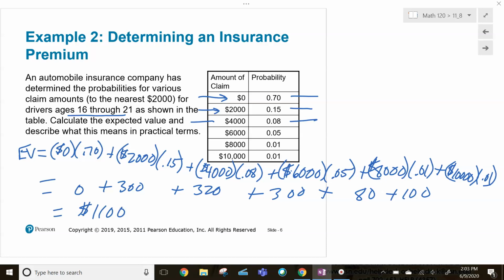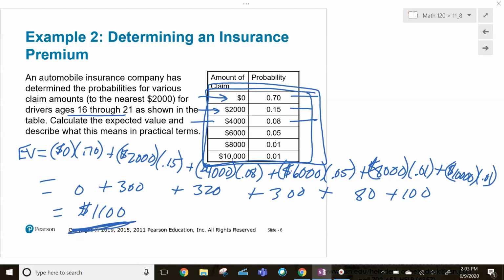So 1,100. Okay. So what does this mean in terms of insurance premiums? This is saying in the long run, the average cost for these drivers for the year is $1,100. Right? If I'm taking in all these drivers and here's their claims and the probability that they have a claim for whatever amount, the average cost in the long run for all these drivers is 1,100 bucks. So just to be able to meet the claim part here, they got to charge $1,100 per driver for the year just to break even, right?